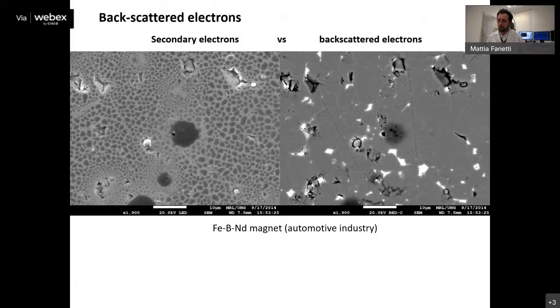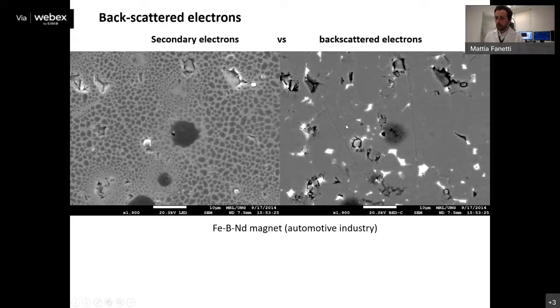Here you can see another example of the difference between secondary and backscattered. This is a magnet which is used for the automotive industry, and in this magnet we have iron and rare earth rich domains, and in the backscattered electrons we can easily distinguish the phases which are rich in rare earth, which are heavy elements, and the rest of the material which is iron. So in this case, the iron is the light material because it's lighter than the rare earth, okay?